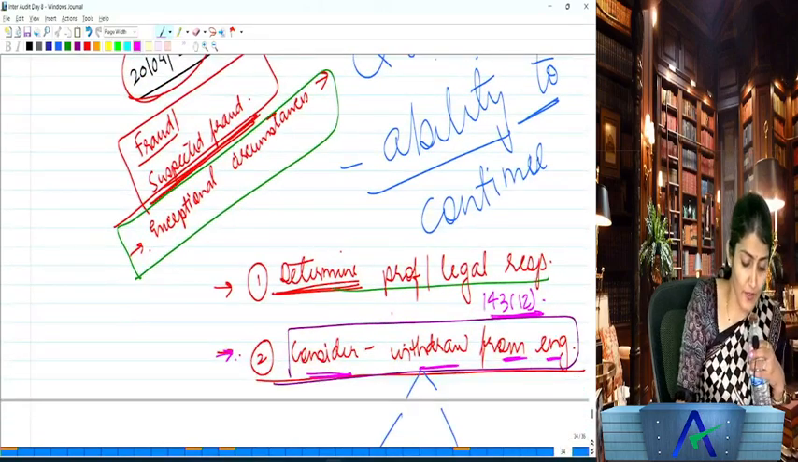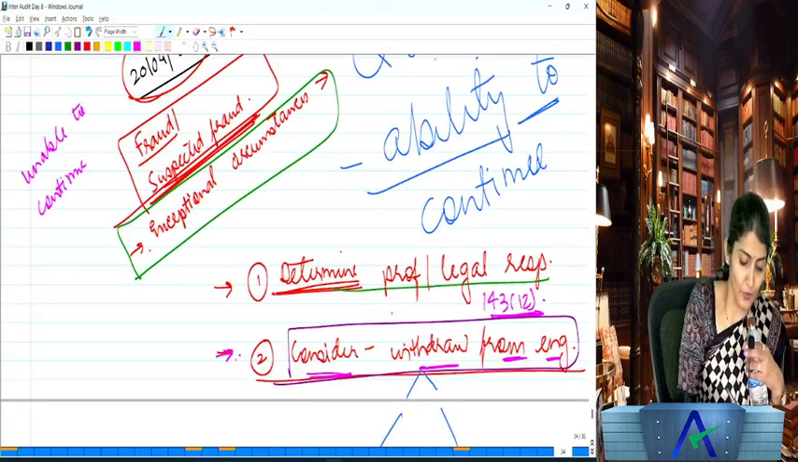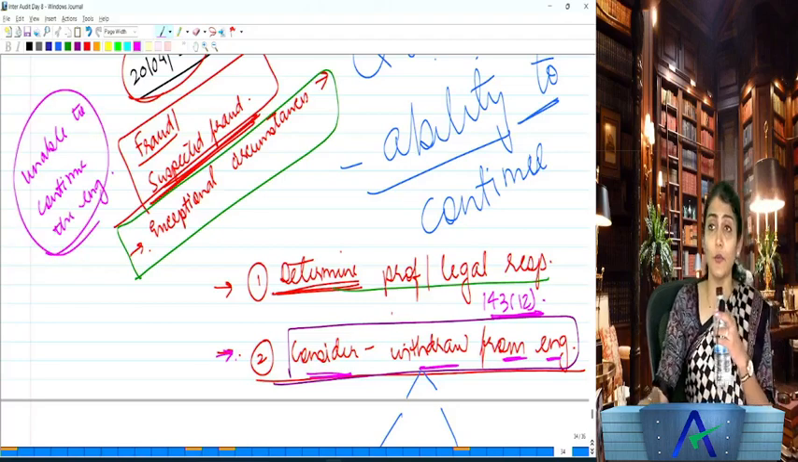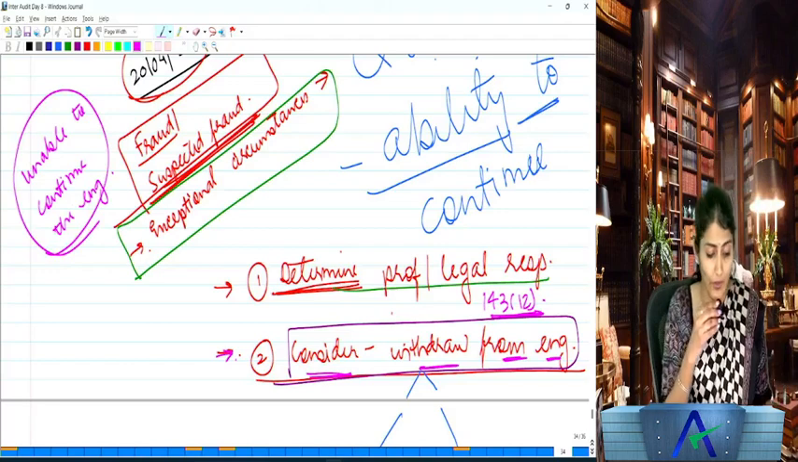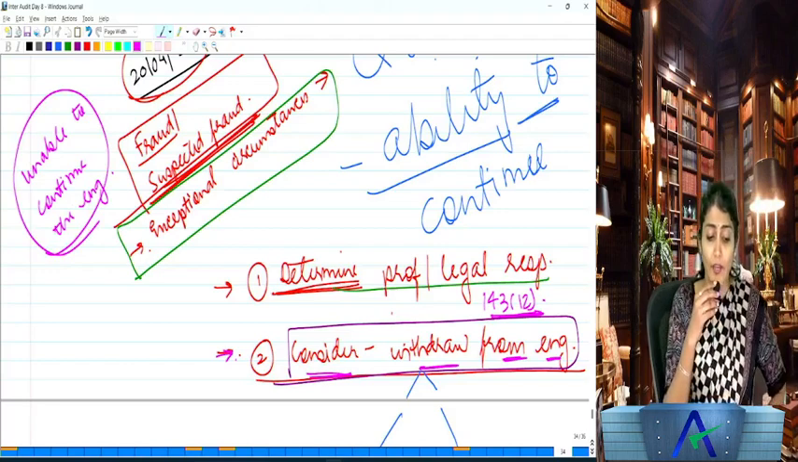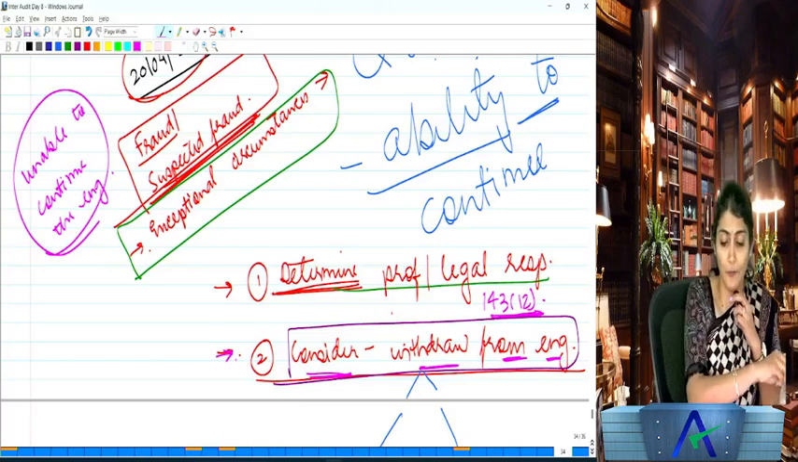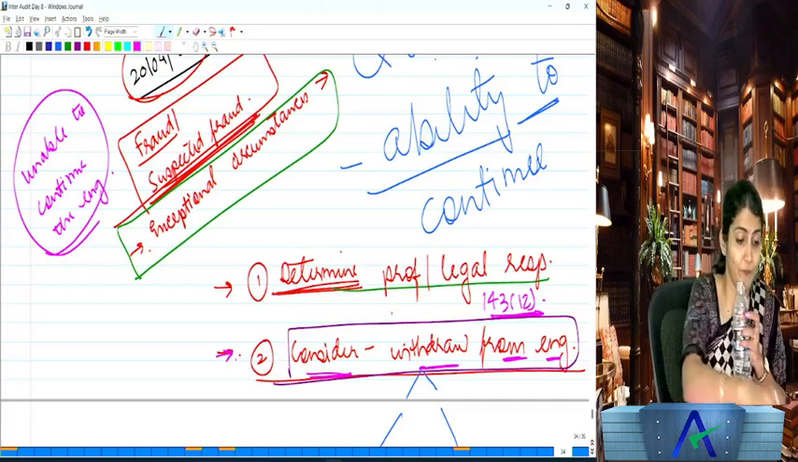Right, what does it say over here? Auditor unable to continue the engagement. Why the auditor is unable to continue the engagement? Due to fraud or suspected fraud. Okay.